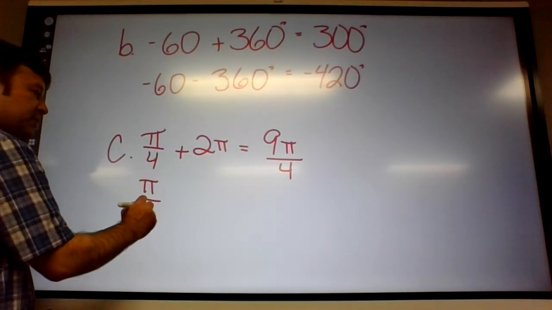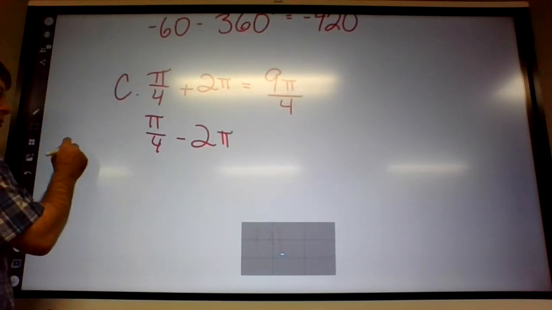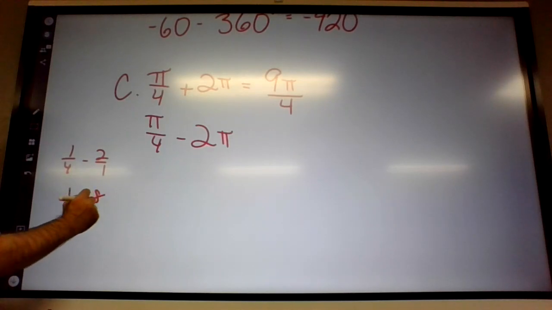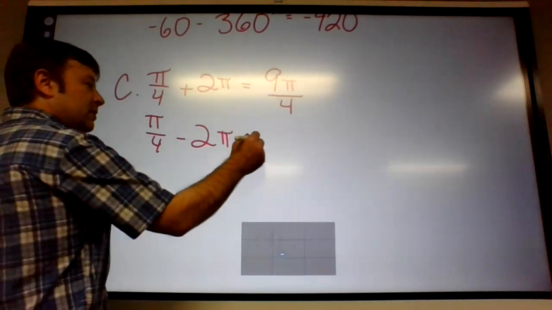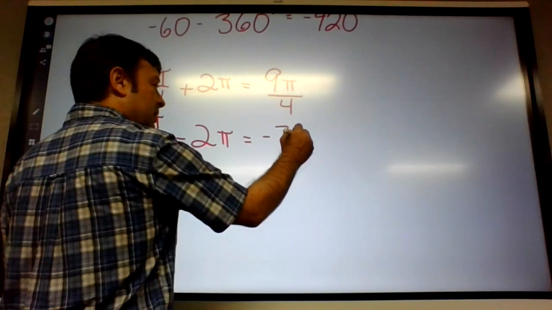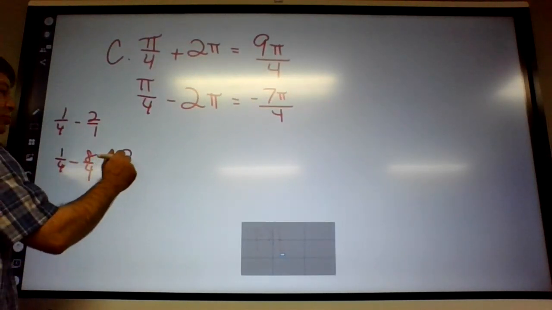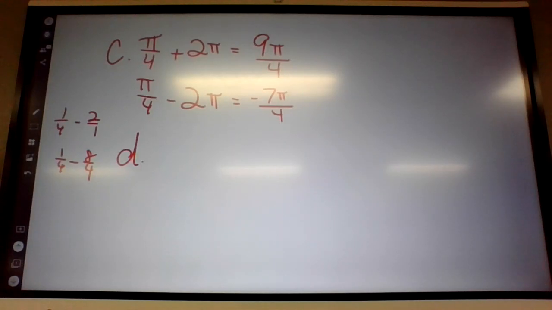And then of course, we need the negative version. So 1/4 minus 2 is equal to 1/4 minus 8/4, so it's negative 7/4. So negative 7 pi over 4. If you fear the fraction, you can use the calculator to help. All right.